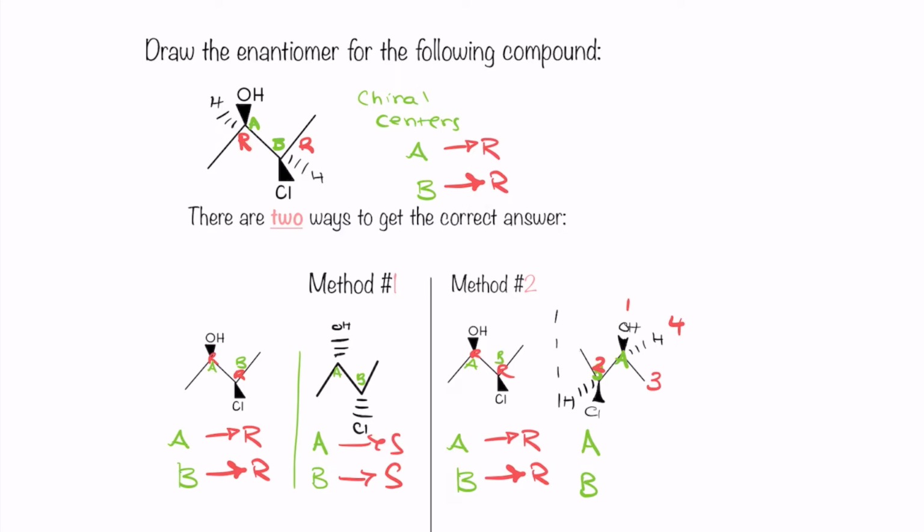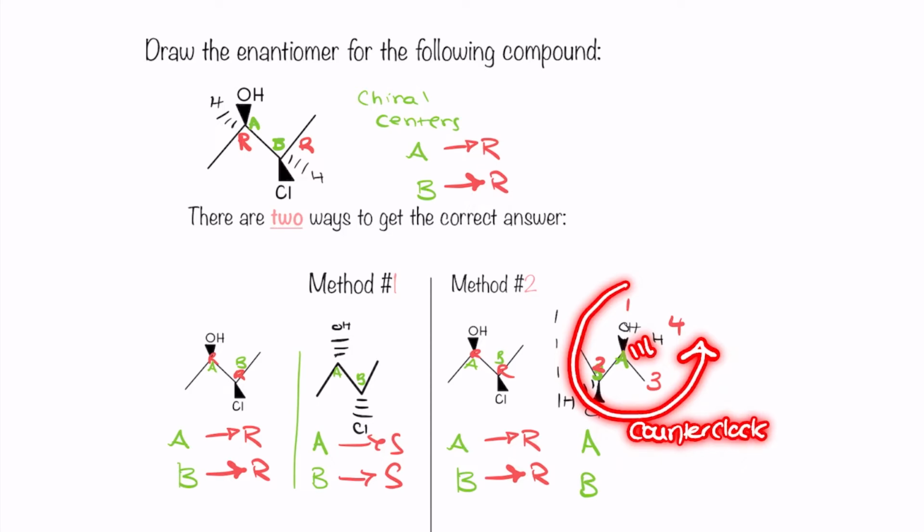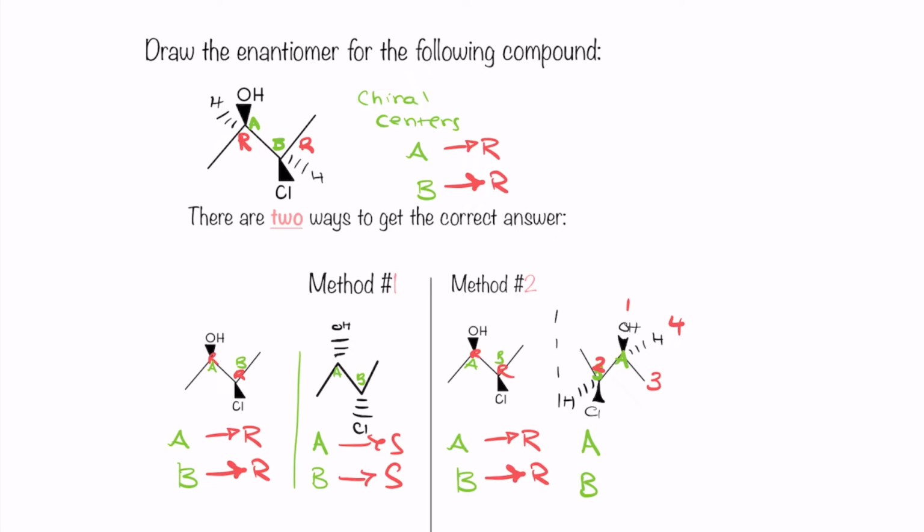And so if we map out that direction of priority, it's going in the counterclockwise direction. And that makes sense because the hydrogen here is on a dash, so we can keep that direction. So if we're going counterclockwise, that means that we are going to have an S configuration here.